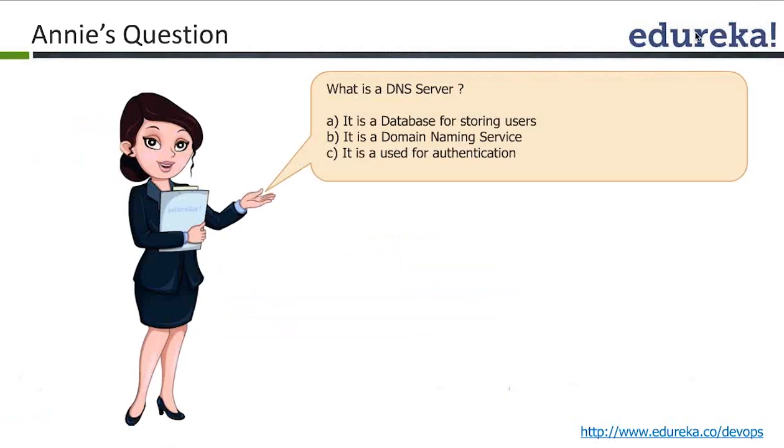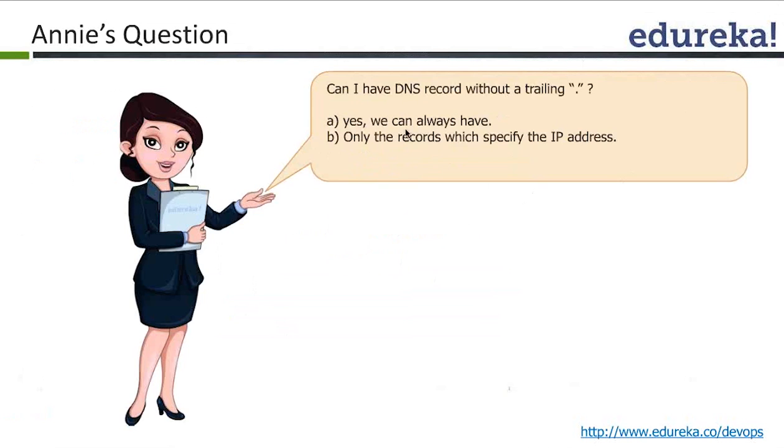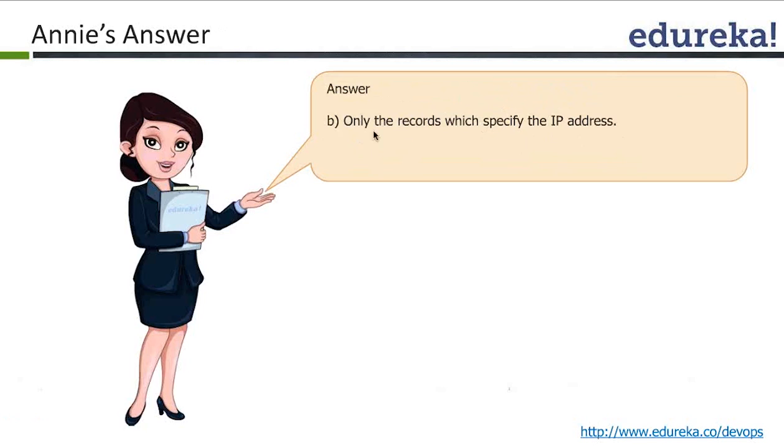So what is a DNS server? Do you know the answer to this? Is it a database for storing users? Is it domain servers? Is it used for authentication? Okay, so the answer is it's a domain naming service. Then, can I have a DNS record without a trailing dot? Yes, we can always have. Oh, no, only the records which specify the IP address. Okay, so what is the answer? Only the records which specify the IP address.